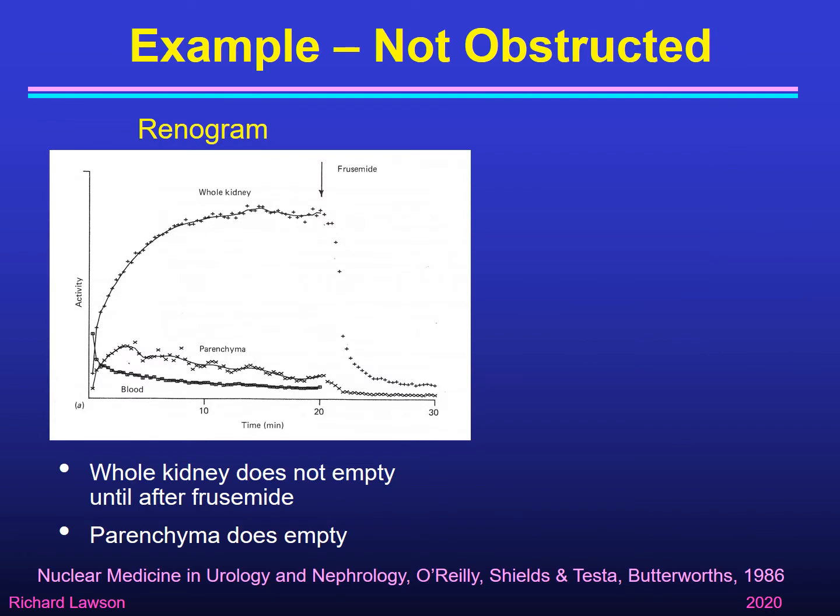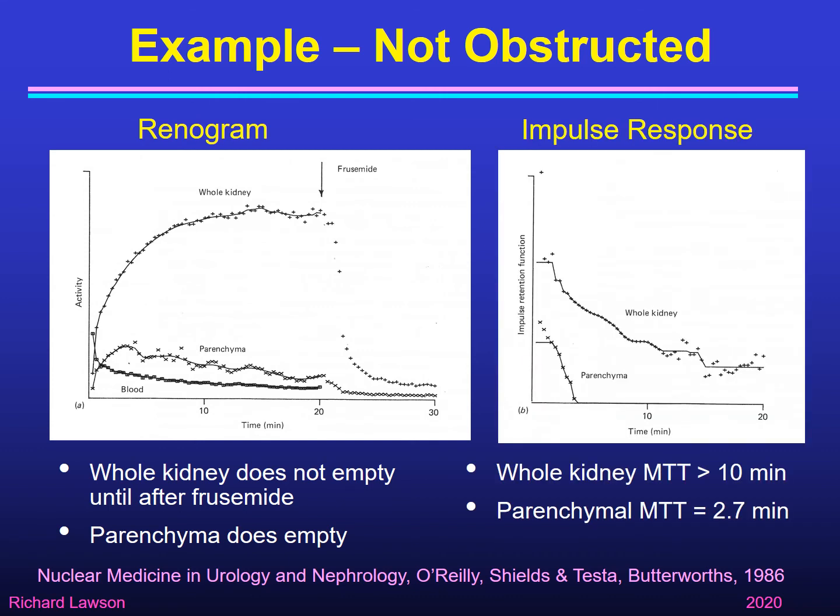Here's another example of a diuresis renogram from our Manchester patients. Here is a renogram for the whole kidney, and you can see that the curve goes up and up and up, and it doesn't empty until furosemide is given, and then it comes down very promptly and empties very rapidly after furosemide, indicating that this is a not obstructed system. Now, normally in Manchester we don't go on to perform deconvolution, but for a series of patients we did compare with deconvolution. So here is the result of deconvolution on this patient.